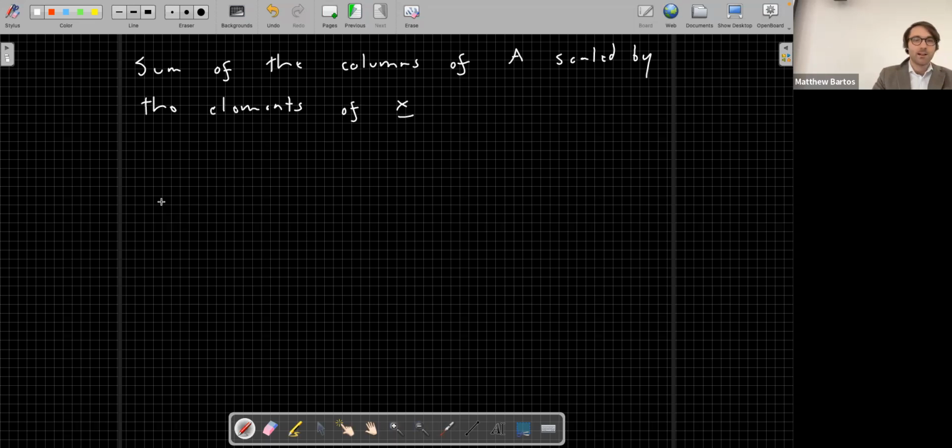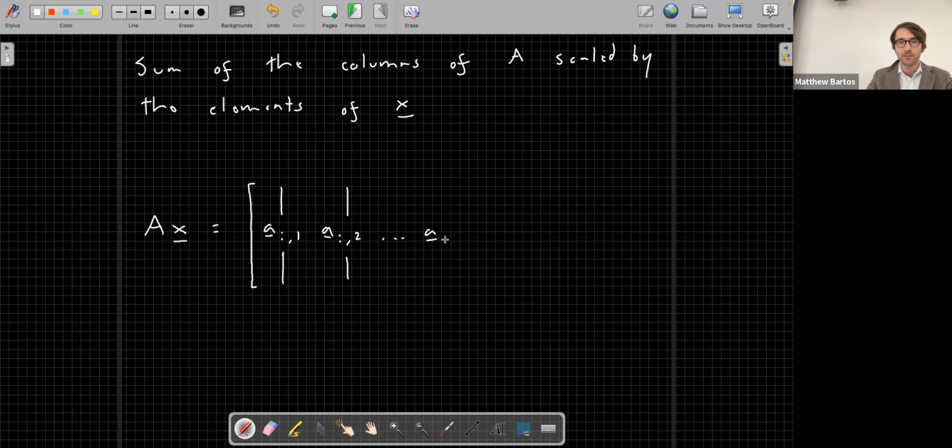Okay, so we have some matrix vector product Ax. This will be equal to, so we'll think about A now in terms of its columns. So we have A(:,1), our first column, A(:,2), all the way through A(:,n), multiplied by the elements of x. So we'll think about our vector x now in terms of its individual scalar elements: x1, x2, all the way through xn.